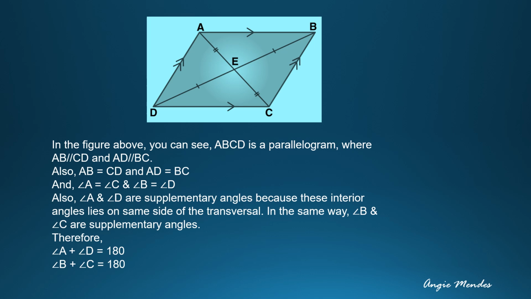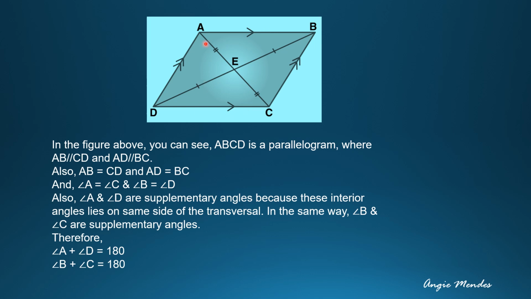Let us look at this figure to understand the properties of a parallelogram better. In the figure given, you see ABCD is a parallelogram where AB is parallel to CD and AD is parallel to BC. Also, AB is equal to CD and AD is equal to BC because these are opposite sides of the parallelogram. So you can see AB is opposite to DC, so they are going to be parallel as well as opposite sides, and opposite sides are equal.